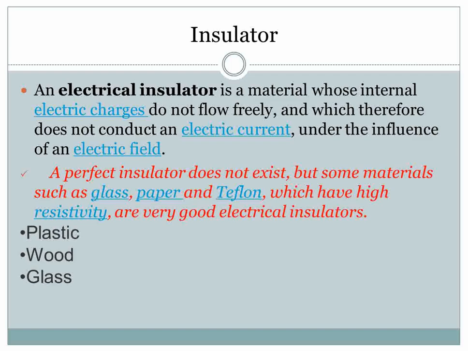An insulator is a material in which electric charge does not flow freely, even if external energy is applied, because the energy band gap between the valence and conduction band is very large, so we require a large amount of energy. In that case, there is no free electron to create an electrical current in this material. A perfect insulator does not exist, but some materials such as glass, paper, Teflon or wood have high resistivity and are considered very good electrical insulators.